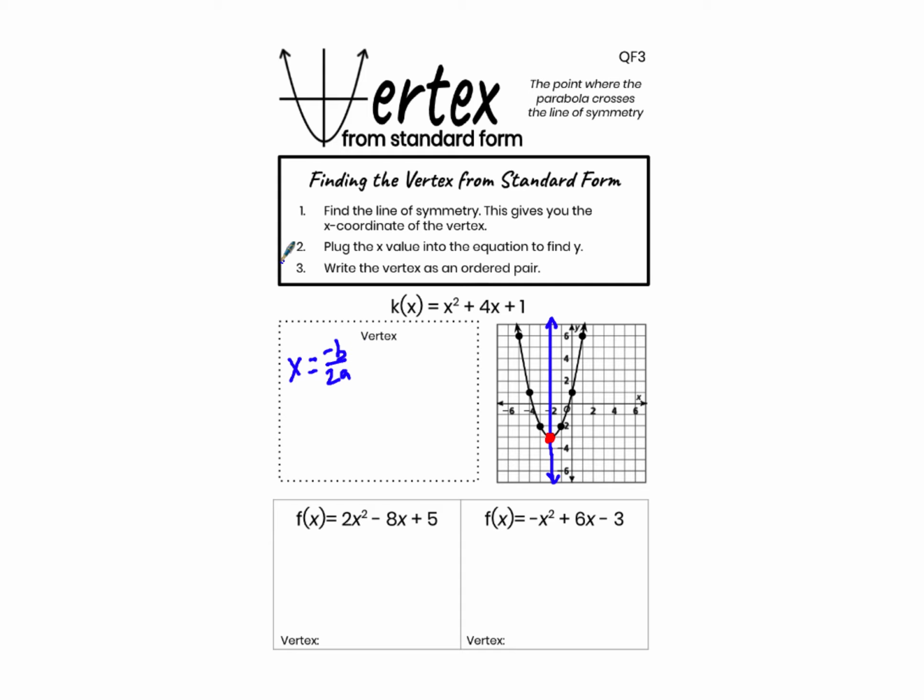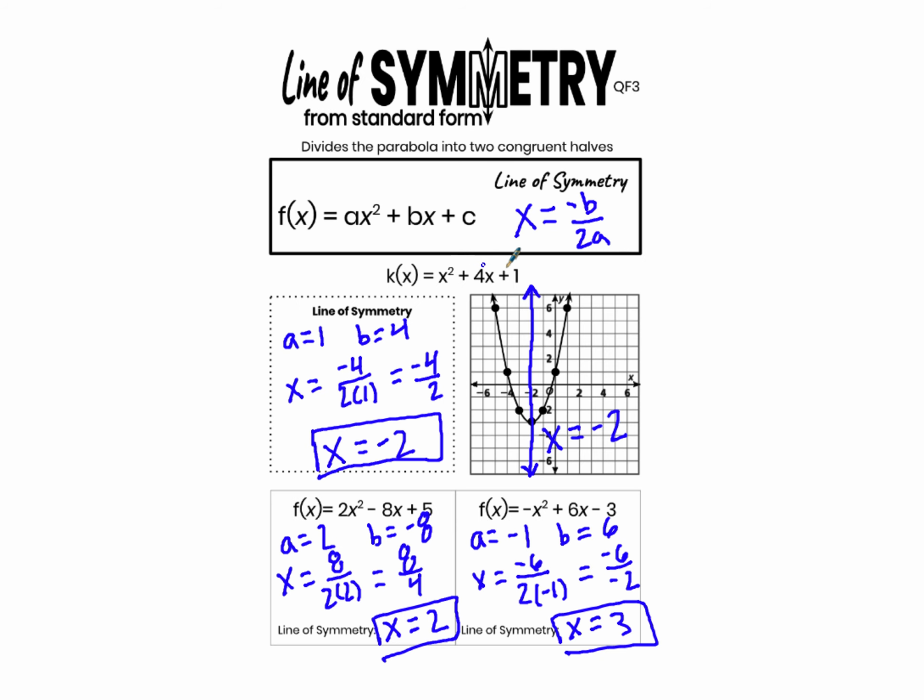So for this function rule, I have a equal to 1 and b equal to 4. So my vertex x-coordinate is opposite of 4 over 2 times 1, which is x equal to negative 2. That means I right away have the x-coordinate of my vertex, and we can see that that's right. X is negative 2. If we look at that last toolkit I did on line of symmetry, this is the same function, exactly the same work. So if I had already found the line of symmetry, I wouldn't have needed to perform these calculations. I would already have my x-coordinate, negative 2.